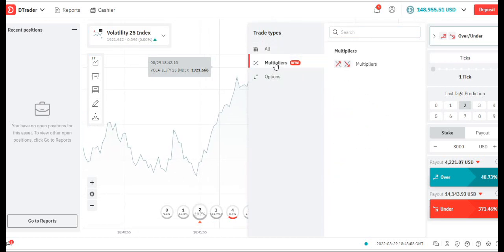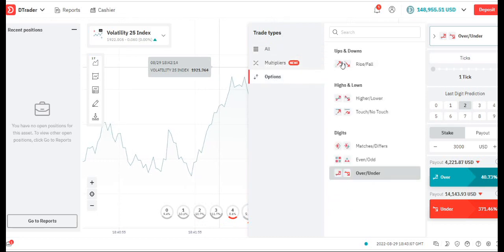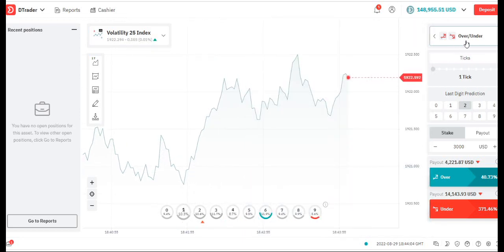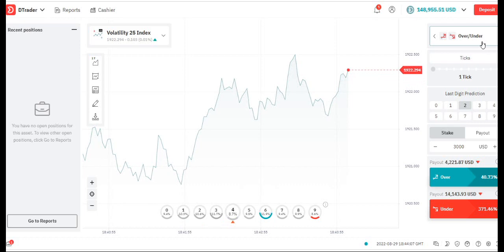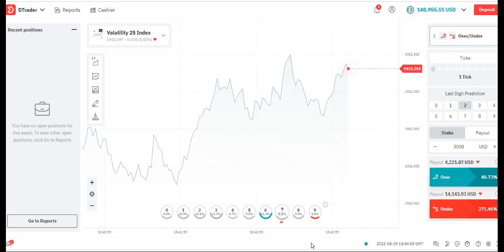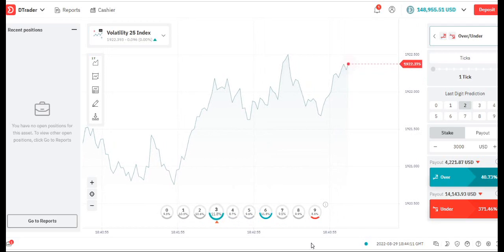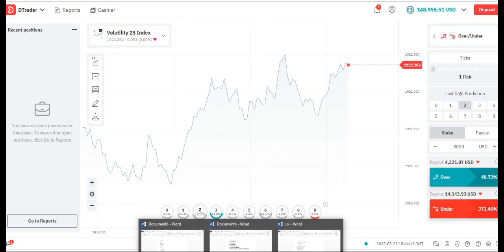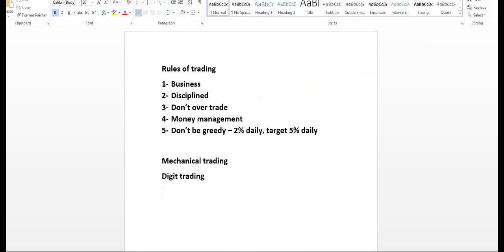Now, it's in two categories. You can do multipliers or you can do options. But for now, we're going into options. For today, I'm going to teach you the method on over and under, as you can see. What we'll be looking at is trading both over 2 and under 7.